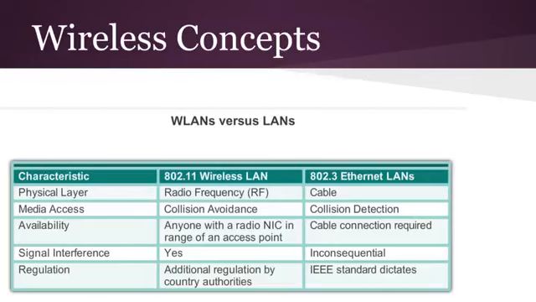Now we have this small table that compares WLANs versus regular LANs, and as we can see, the physical layer is either going to be a cable if you're on Ethernet, or a wireless LAN is going to be a radio frequency. The media access has collision avoidance and collision detection, respectively. The availability is anyone with a radio NIC and range of an access point, whereas in the Ethernet you need a cable connection. However, in the wireless LAN there is a lot of signal interference that can completely disrupt the connection, while in the Ethernet it's not really that important.